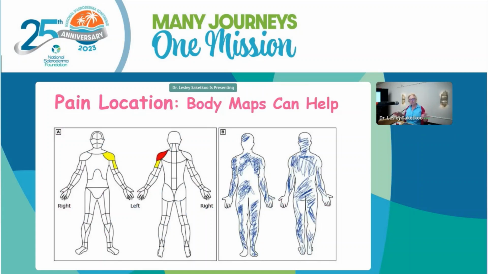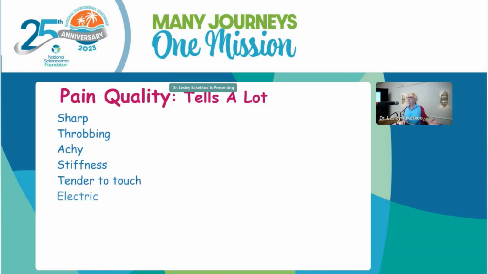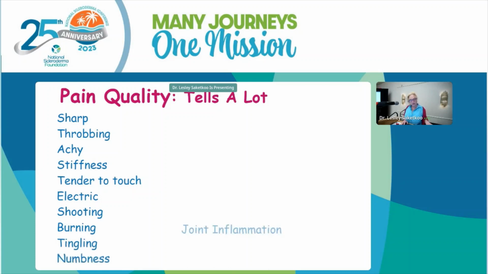Okay, you'll have this in your handout, but this is really to give you an idea of how you can talk about your body. You can point to different areas, just break it down, take your time. The more specific we can be about where the pain is and how it maps in our body, the more information we give the clinician. So pain quality tells a lot. Again, is it sharp, throbbing, achy, stiff? Think about stiffness as a pain. Electric, shooting, burning, tingling, numbness.